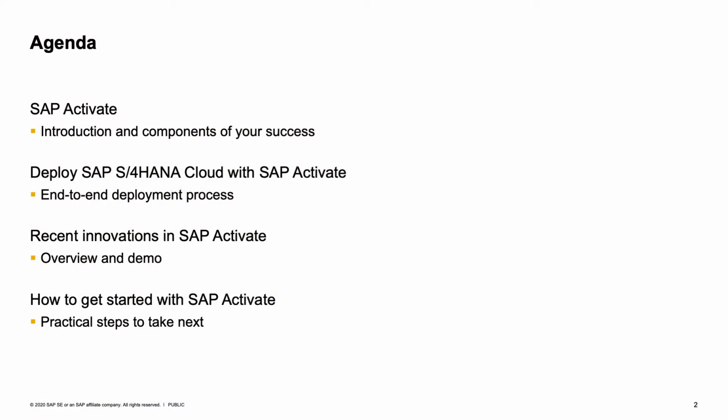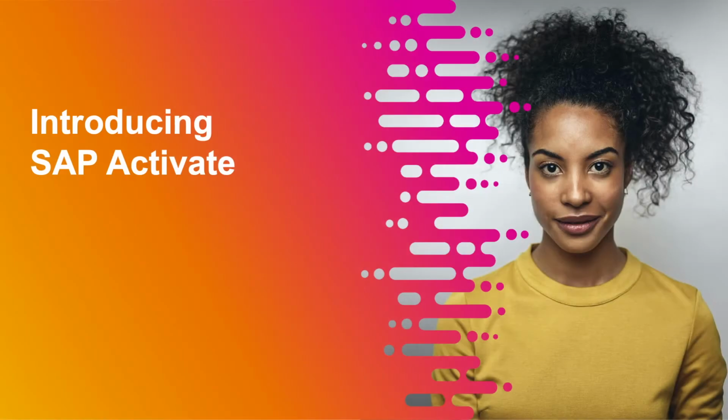Now, we are going to go through the session in 4 segments. We're going to start with the brief introduction of SAP Activate. We will talk about deployment of SAP S/4HANA Cloud with Activate. And then we'll transition into talking about a set of recent innovations that we have introduced in SAP Activate in 2020. And then I'll take you through a couple of key things that you can take with you and use Activate in your own projects. So let's get started with Activate.